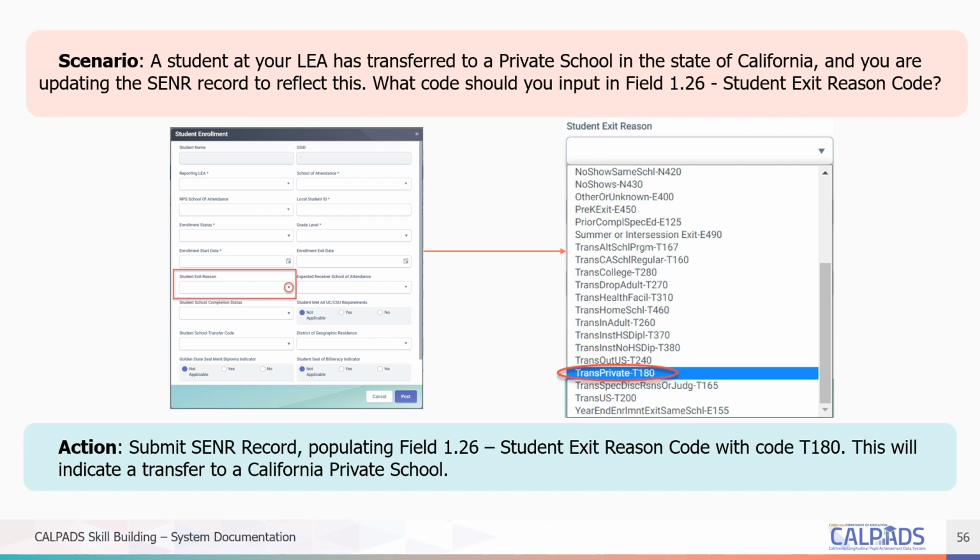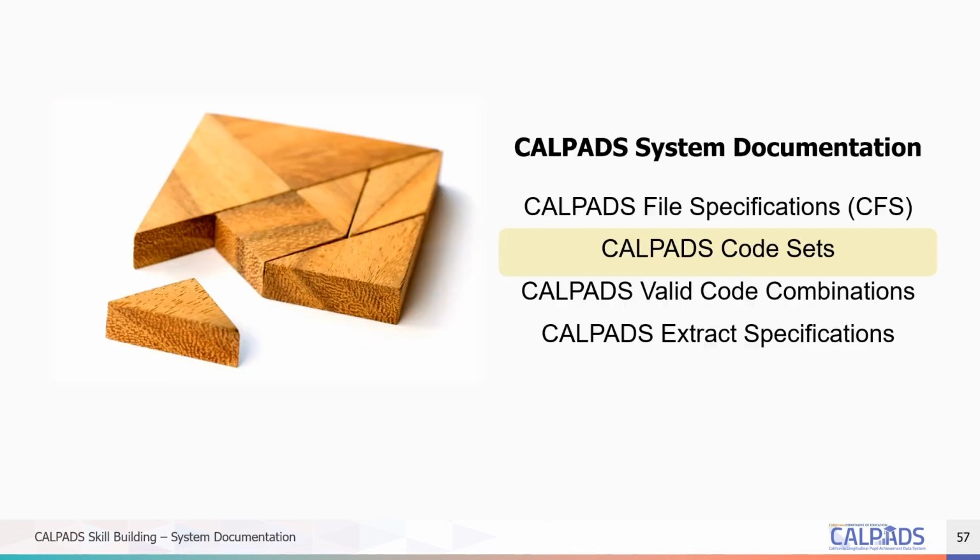And in this way, we can see the value and interconnectedness of the two CalPADS documents we've discussed so far, the CFS and code sets, and how we can put them to use in data population. We've now covered the location, purpose, intended use, and navigation of the CalPADS code sets document.